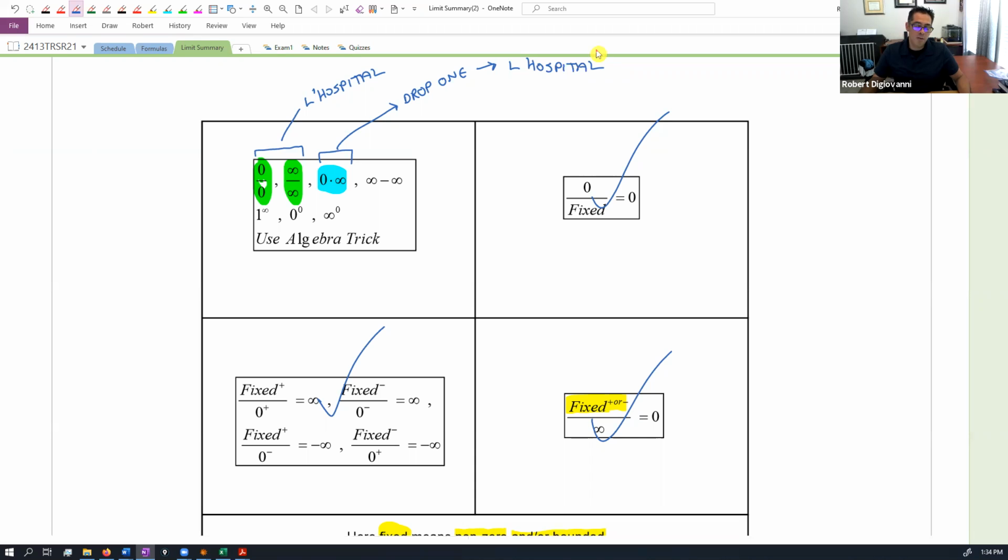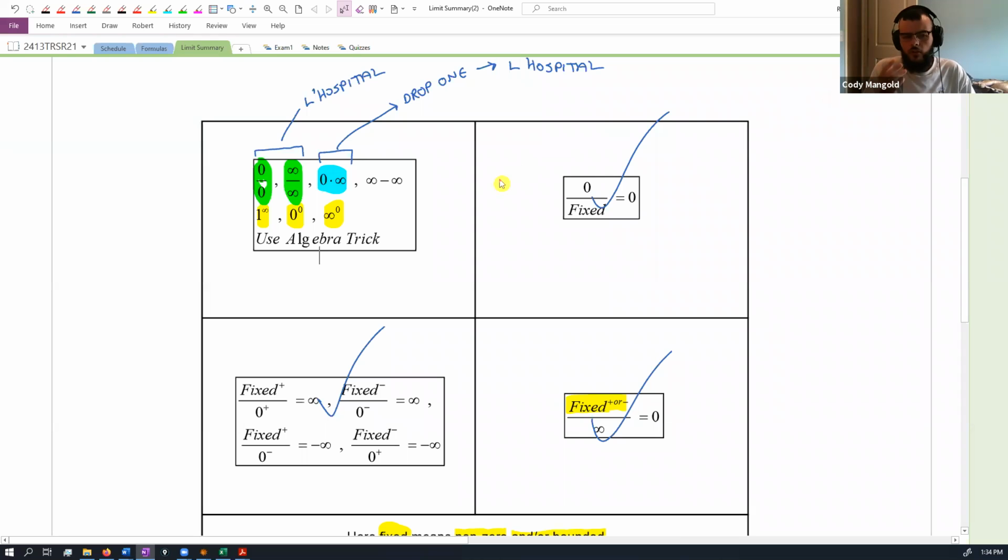And now what we want to do is see if we can handle a couple that we have not seen before: 1 to the infinity, 0 to the 0, and infinity to the 0. We have not seen those. Those are 3 new forms that we've stayed away from on purpose. All right, question.